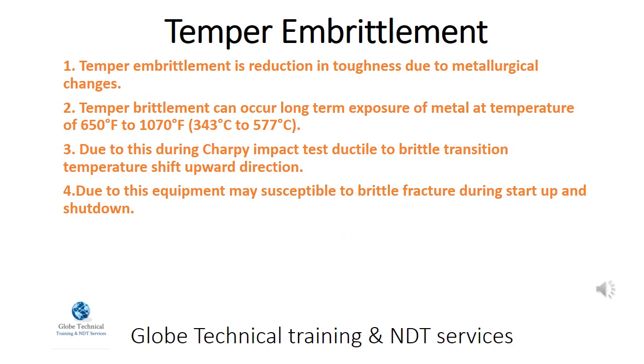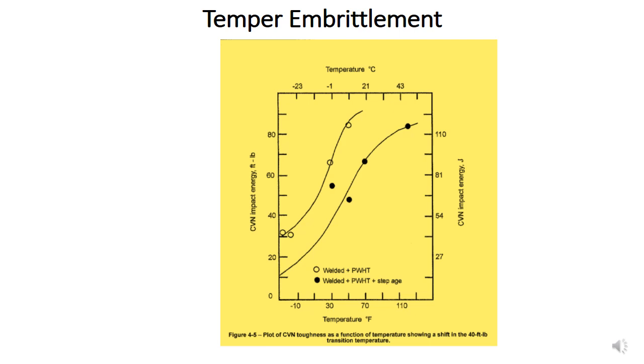Temper embrittlement is reduction in toughness due to metallurgical changes. Temper embrittlement can occur due to long-term exposure of metal at temperatures of 650 degrees Fahrenheit to 1070 degrees Fahrenheit, or 343 degrees Celsius to 577 degrees Celsius. Due to this, during the Charpy impact test, the ductile to brittle transition temperature shifts in the upward direction. Due to this, equipment may be susceptible to brittle fracture during startup and shutdown. We can see in the figure that the ductile to brittle temperature shifted in the upward direction.